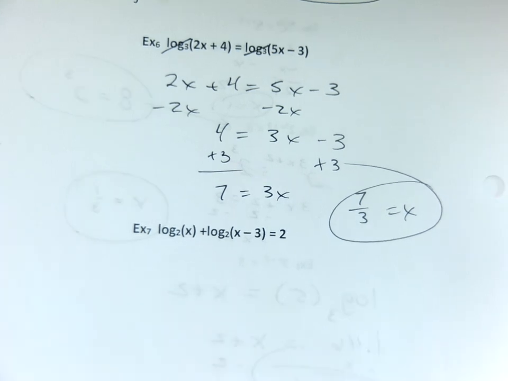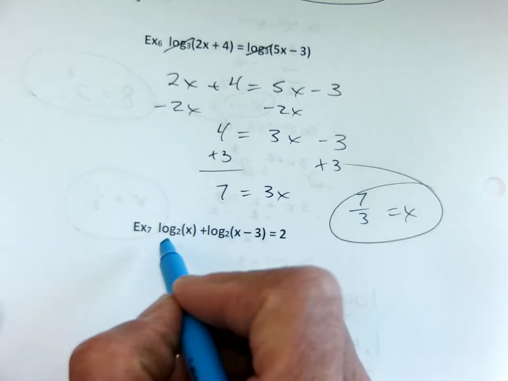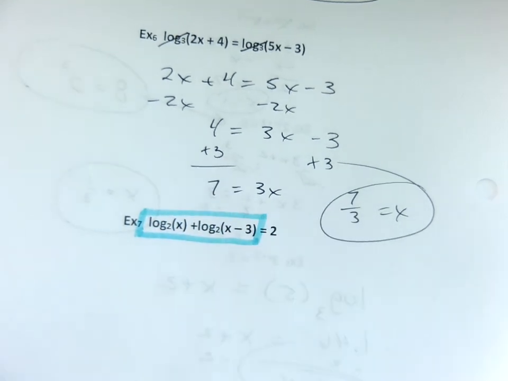Now, example 7 is the good one. Example 7. What we're going to do is this. We are going to combine these two. How do we combine them? This is what we learned yesterday. We need to combine them, make it a single log. You see this plus?